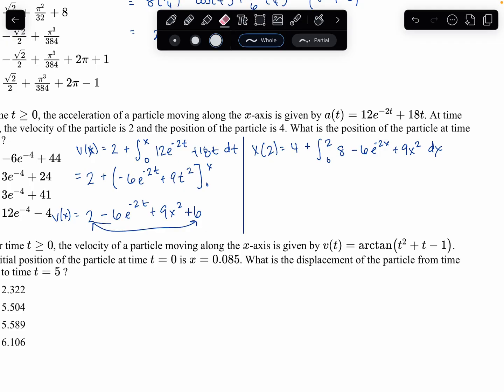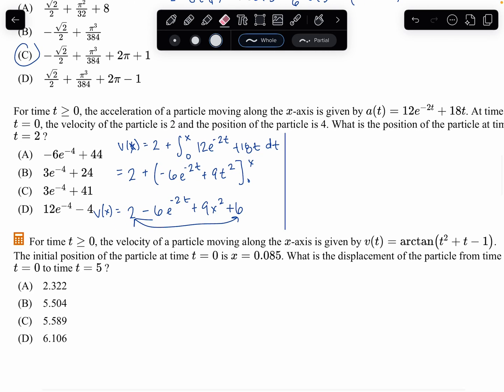Let's try a different method. How about this right here? So we know that I'll say V of t this time. V of t, the velocity, is equal to negative 6e to the negative 2t plus 9t squared, and then plus 8, right? Yeah, plus 8. So let's try something different this time.